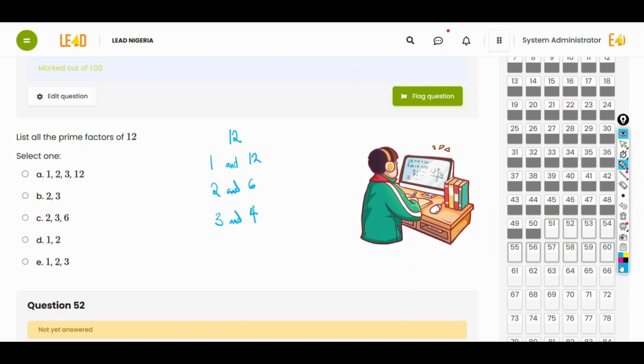Okay, so of this now, which are the prime factors? 1 is not a prime number, because for it to be a prime number, you must have 2 factors, but 1 has only 1 factor, which is 1. So 1 is not a prime number. 12 is not a prime number because other numbers can divide it, 2, 3, in fact, there are a lot of them. 6 is not a prime number because other numbers can divide it, and 4 is not a prime number because 2 can divide it. So we just have 2 and 3. That's option B. Option B, 2 and 3.